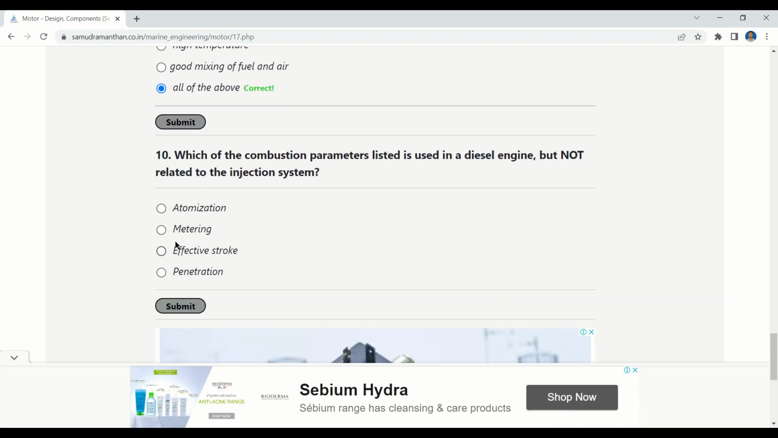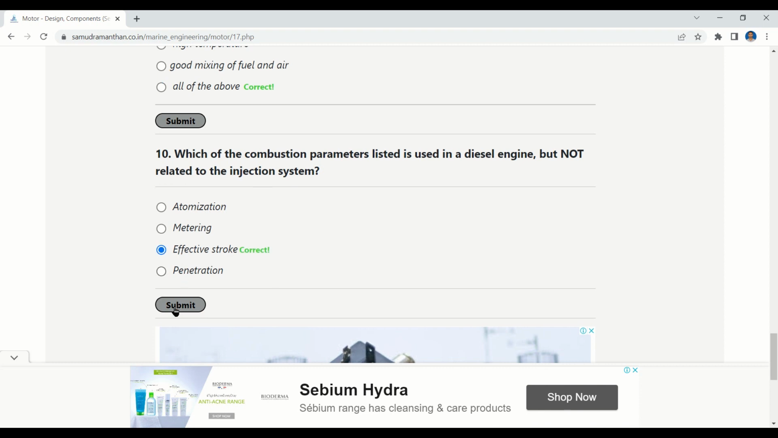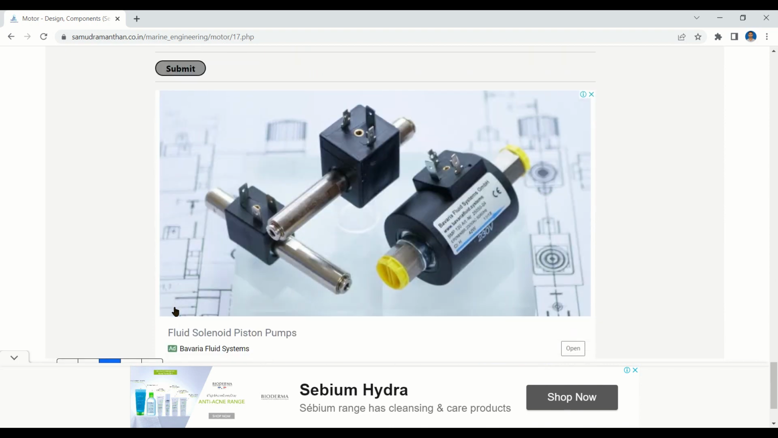Our next question is which of the combustion parameters listed is used in a diesel engine but not related to the injection system? And the given options are atomization, metering, effective stroke, penetration. So the best possible answer is effective stroke. So this should be the correct answer.